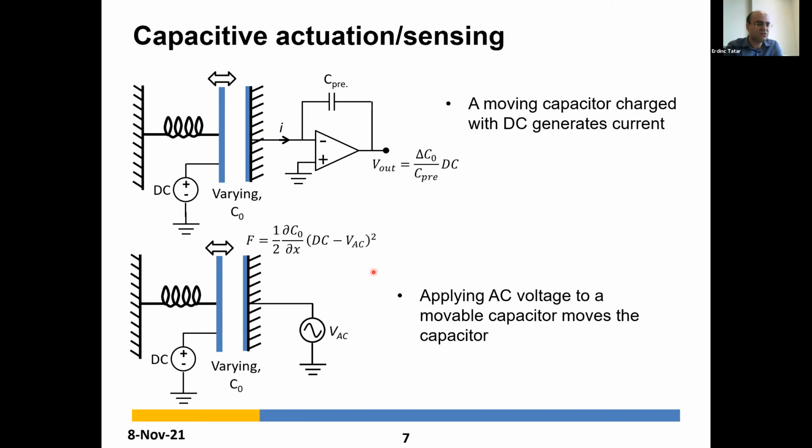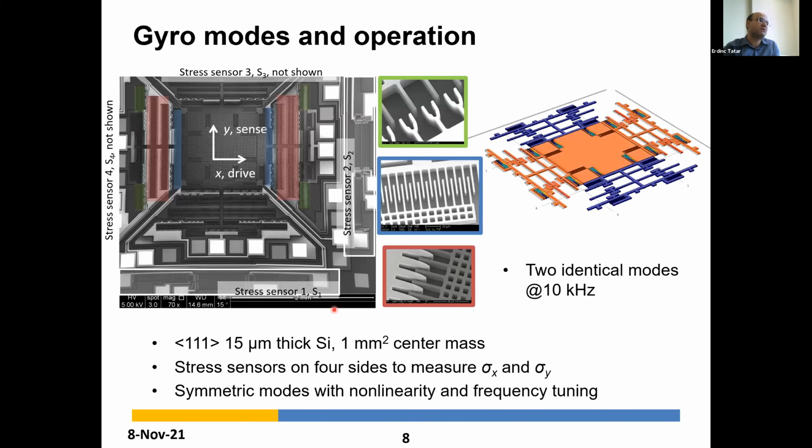So I said we have to drive our system into resonance. If you apply an AC voltage to a capacitor, it wants to maximize its capacitance. For that reason, it starts moving. So by applying an AC voltage, in this case, you combine DC and AC to have further amplification. You can exert a force in your device, which you can then use to move your device. So this is my past work during my PhD.